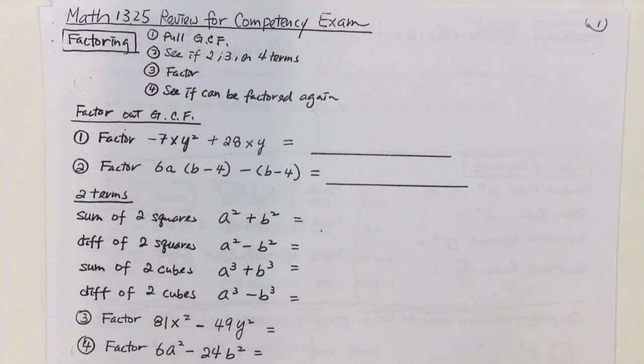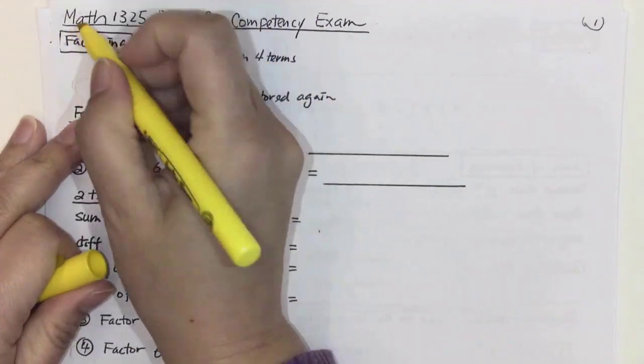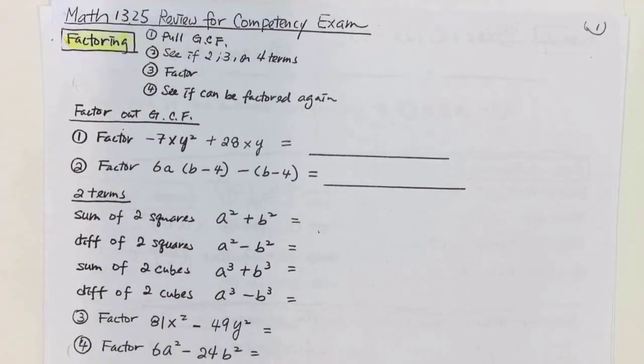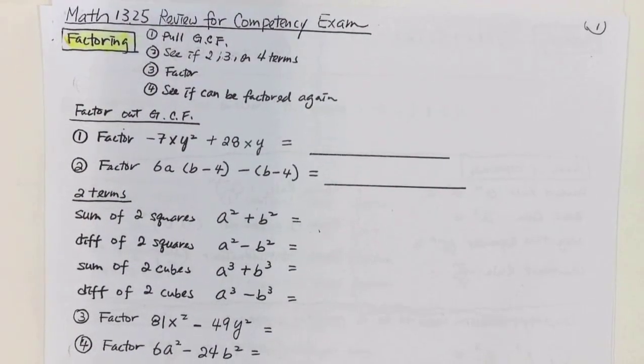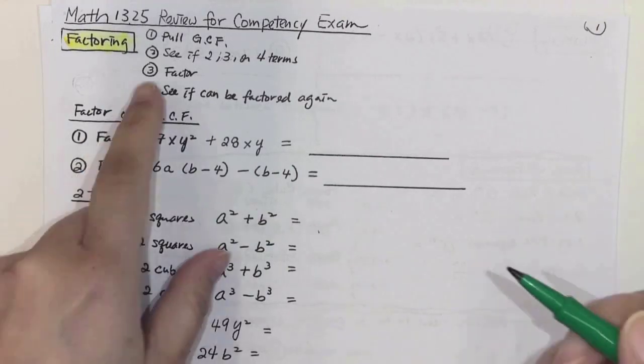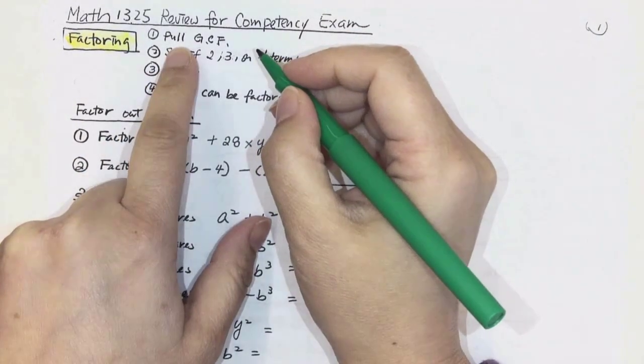We need to look at factoring. I am hoping you're good at factoring. If not, I have some review videos from the intermediate algebra class that you can use to help you practice with factoring. So the first step for factoring is we want to be able to pull out the GCF.